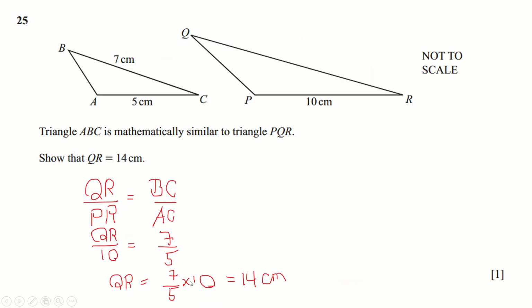Number 25. We will use the similarity rule where QR over PR is equal to BC over AC. So QR over 10 is equal to 7 over 5. We get QR was 14.